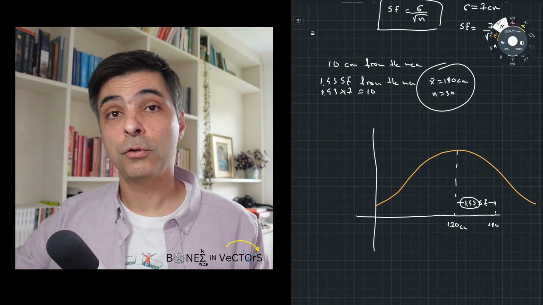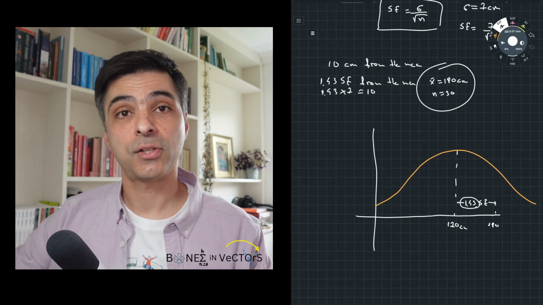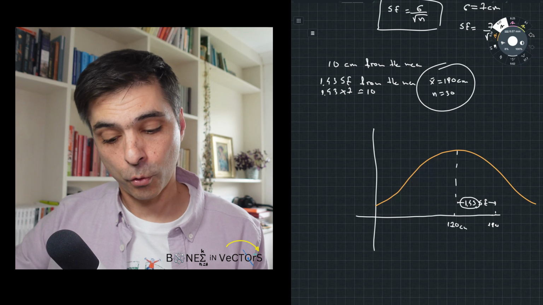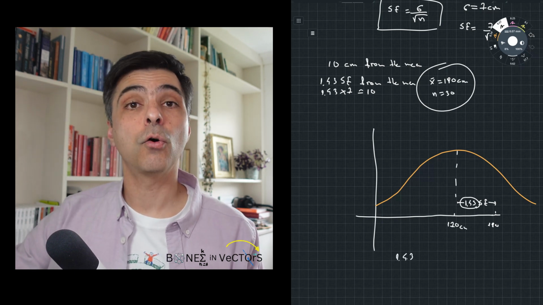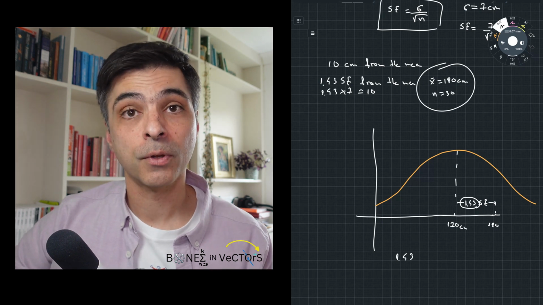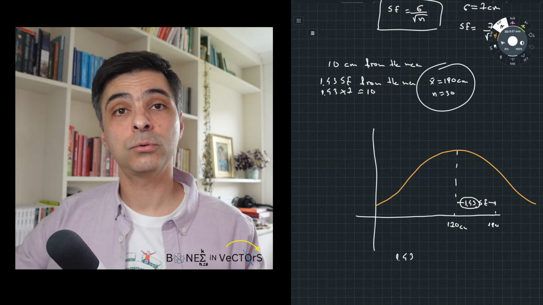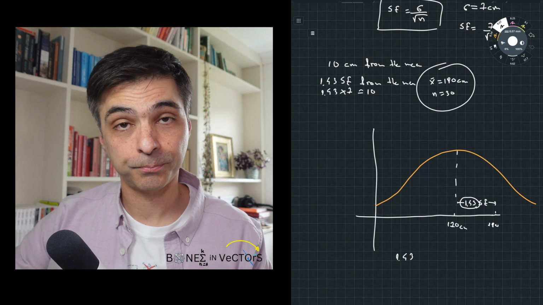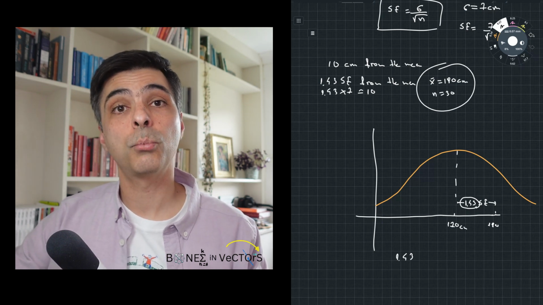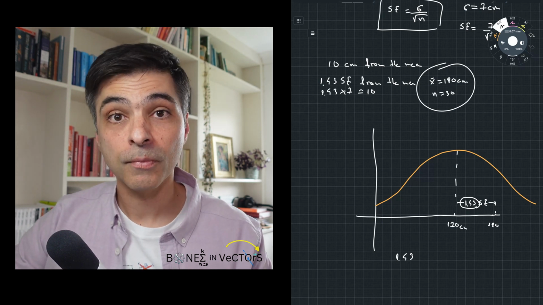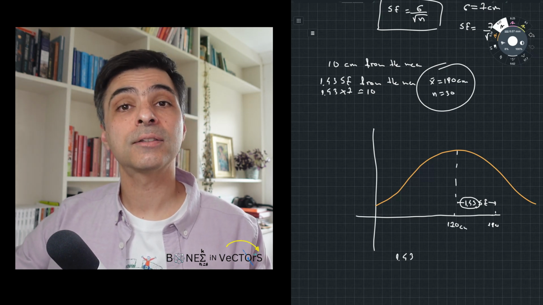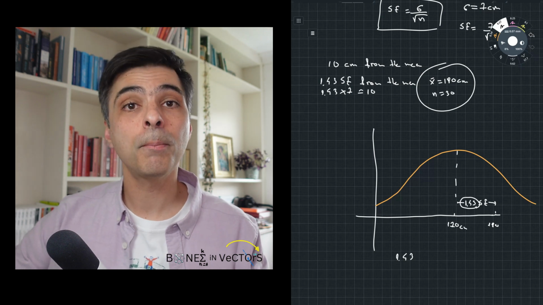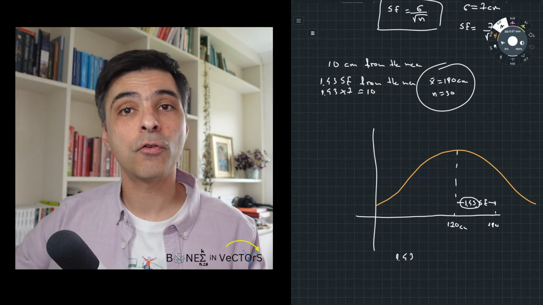I don't know if you've heard of the term test statistic. 1.43 here is the value of our test statistic. So we just carried out a statistical test, and the result was 1.43. So the test statistic is how many standard errors our sample mean is away from the mean.